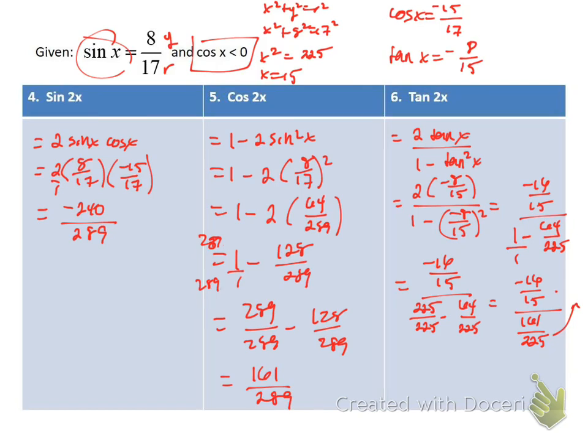Flip and multiply. It's actually 225 over 161. That's going to be 1. This is going to be 15. So we get negative 240 over 161. Again, that won't reduce, and so we're done there. Whew. A little bit of work, but we got this. Okay?